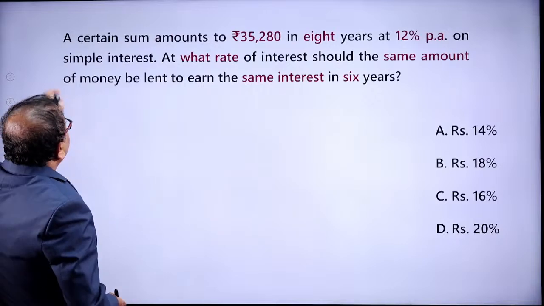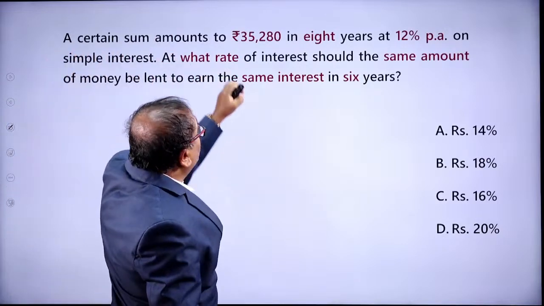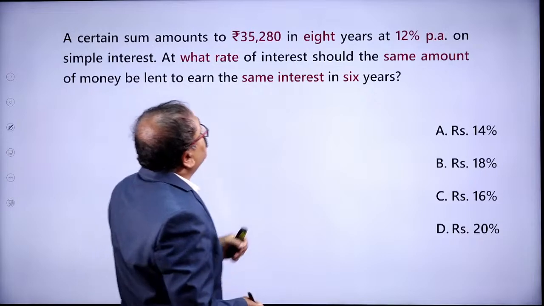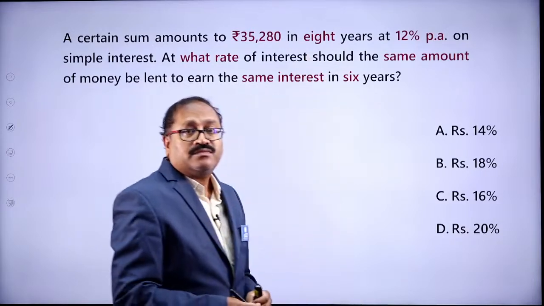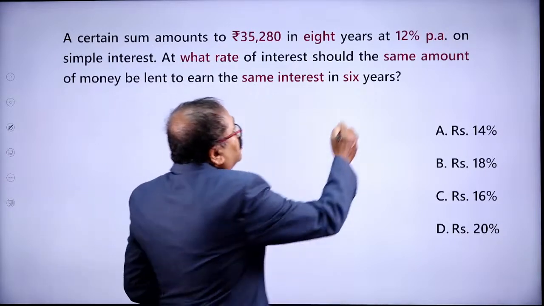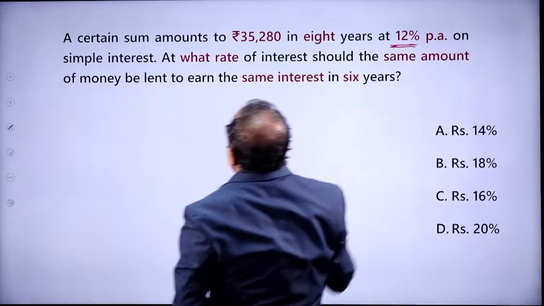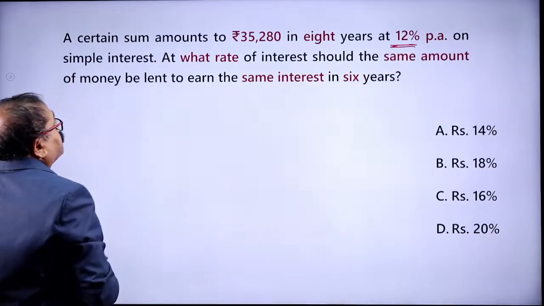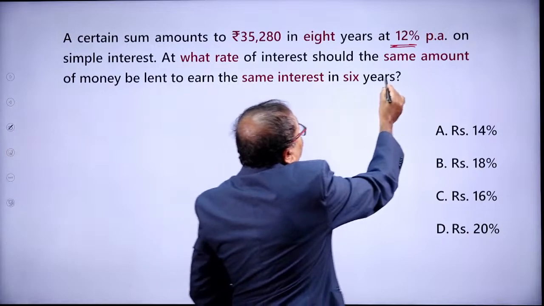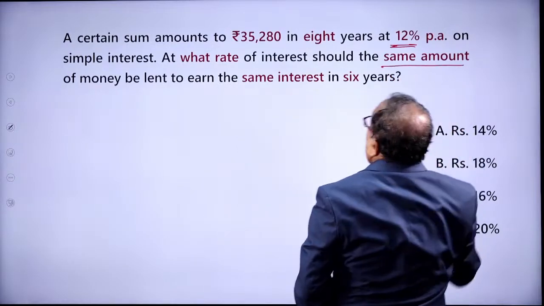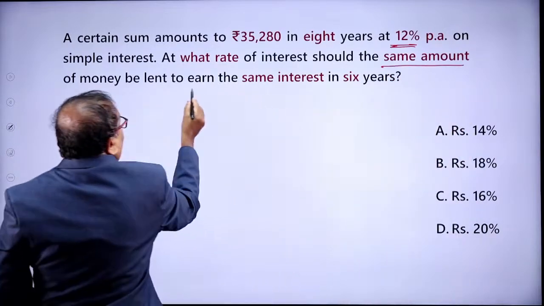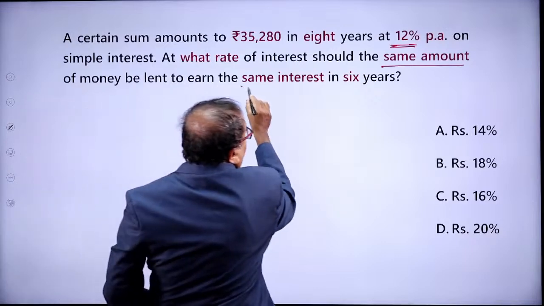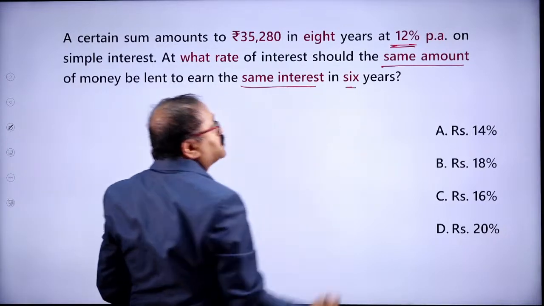Come on here. A certain sum amounts to rupees 35,280 in 8 years at 12% per annum simple interest. At what rate of interest will the same amount of money earn the same interest in 6 years?